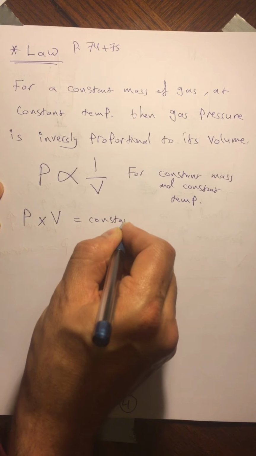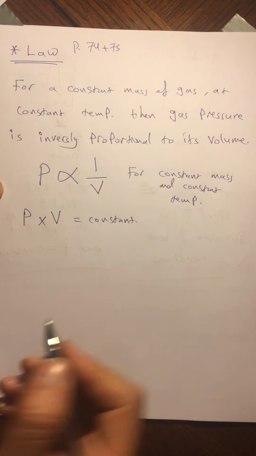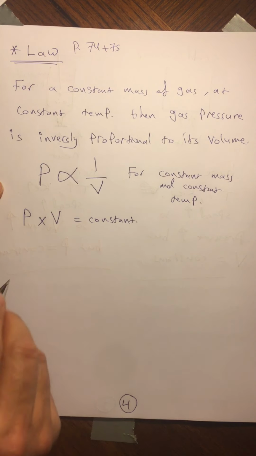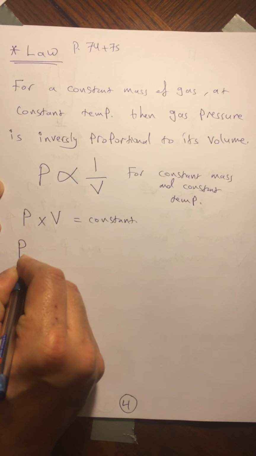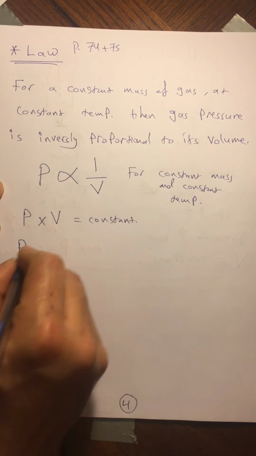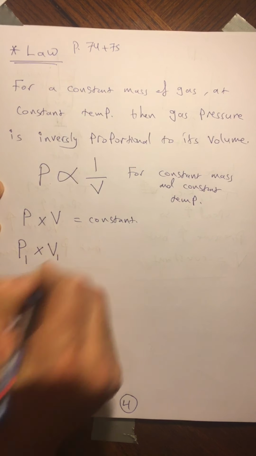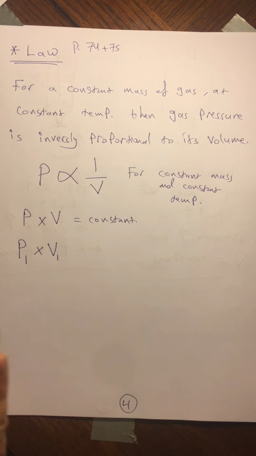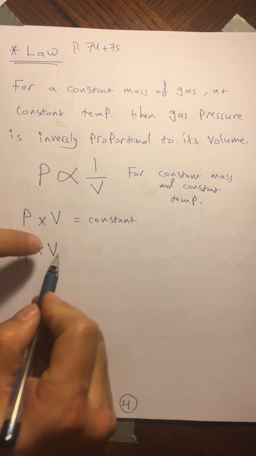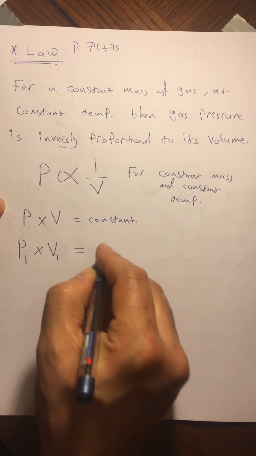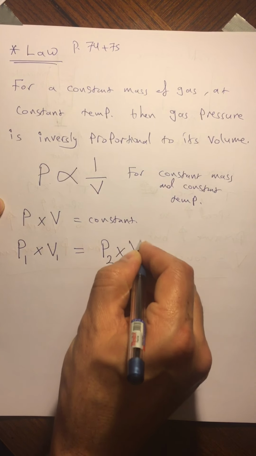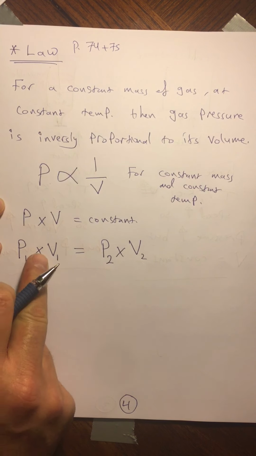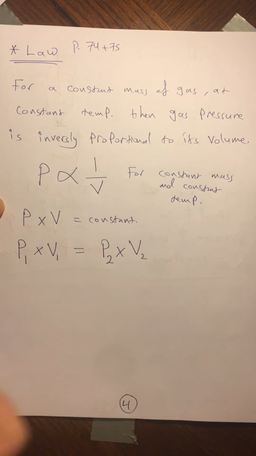What is this constant? We don't know. We don't need to know it. It varies from one gas to another. That's pressure times volume. If we have a certain gas at a certain pressure and a certain volume, and then we change the pressure, immediately the volume will change, so that P1 times V1 equals P2 times V2.